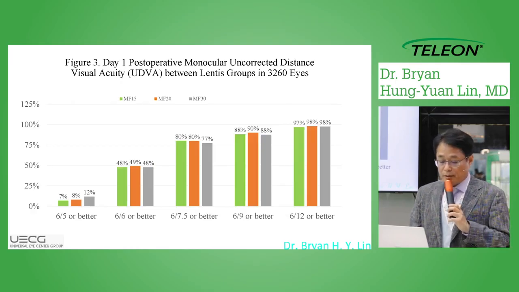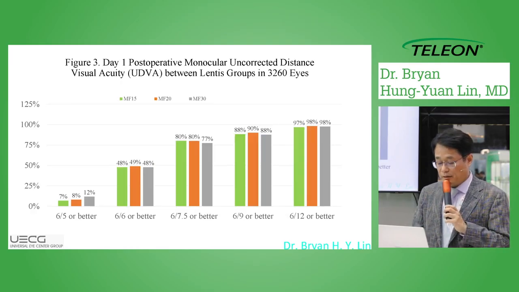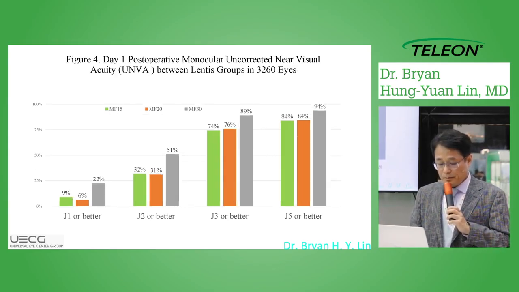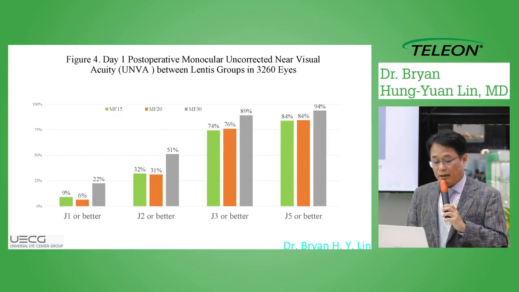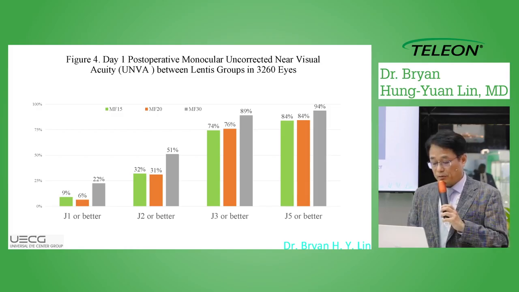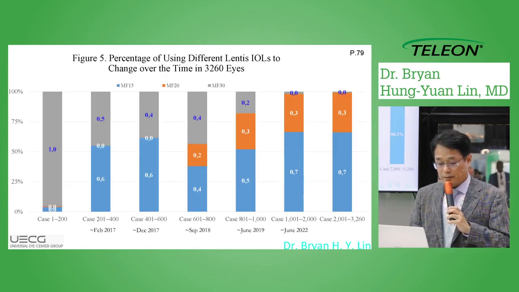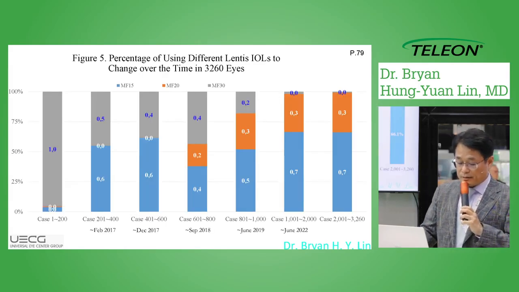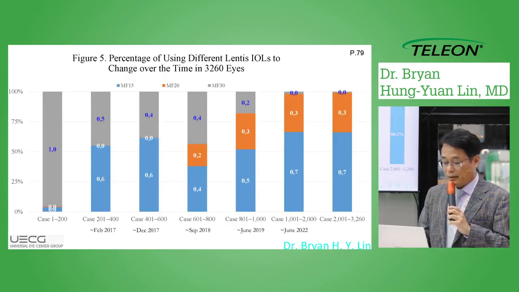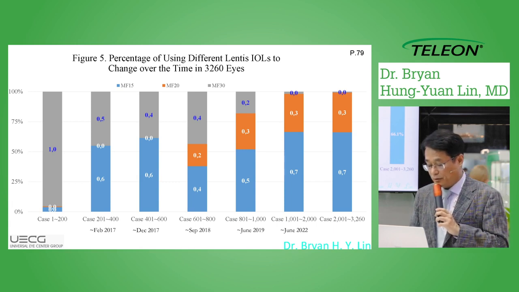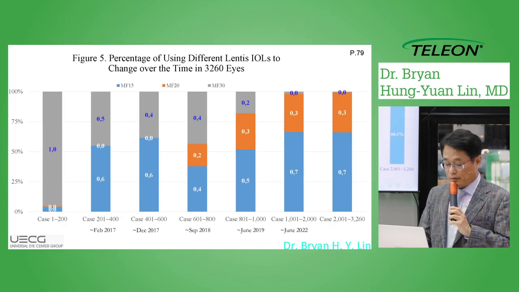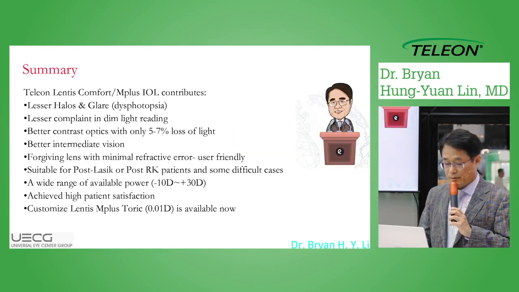On post-op day 1, there was no significant difference in UDVA among the 3 groups. This figure shows that the high at MF30 IOL provided the best post-op UMVA. This figure shows that as the number of cases increased, the proportion of high-end IOL users significantly decreased, while the use of intermediate to low-end IOL gradually increased.